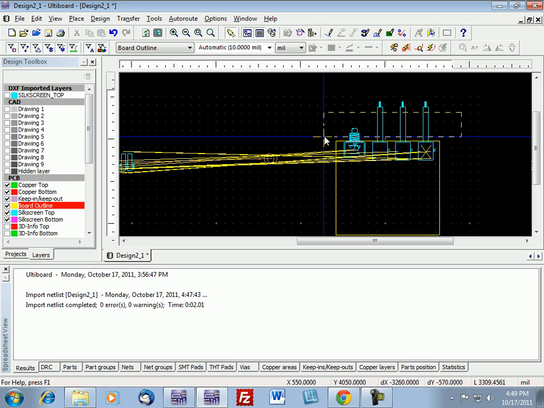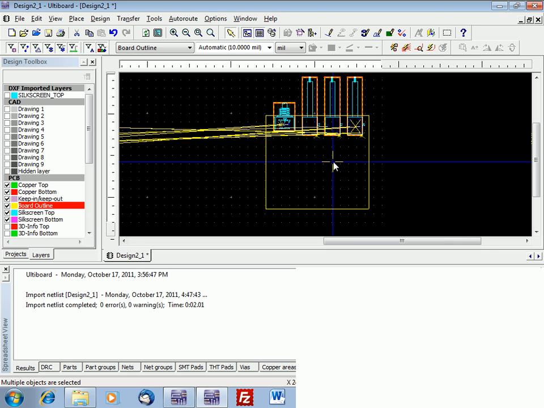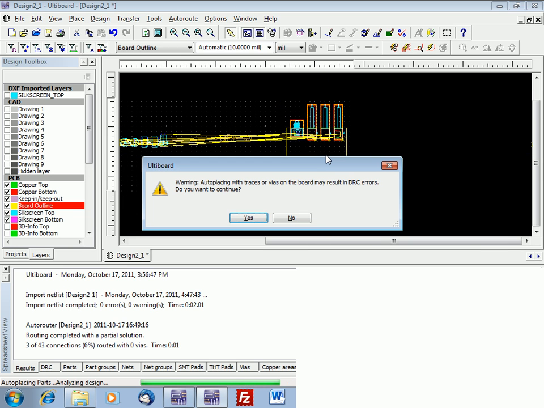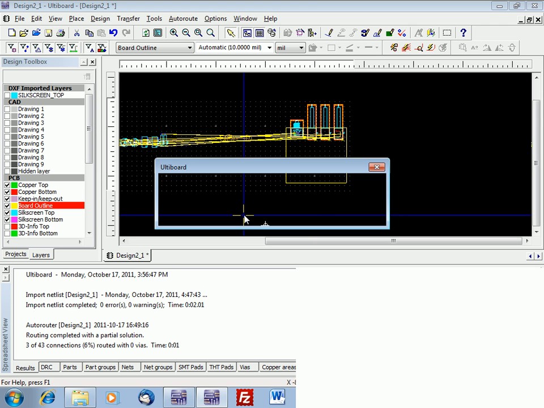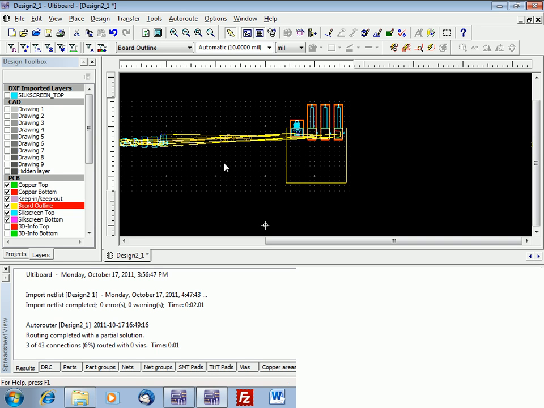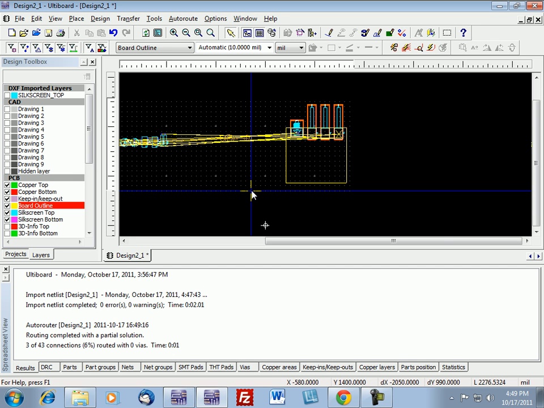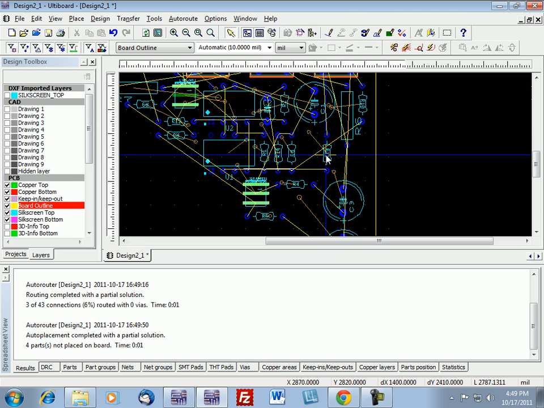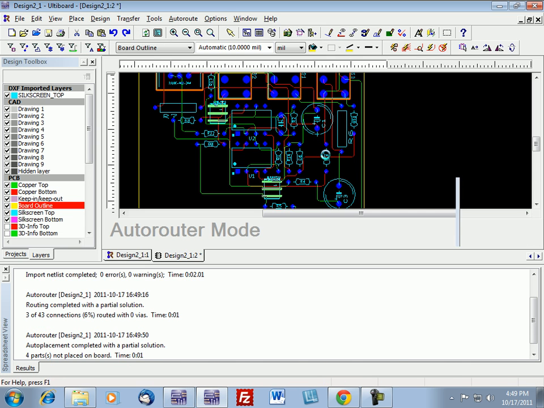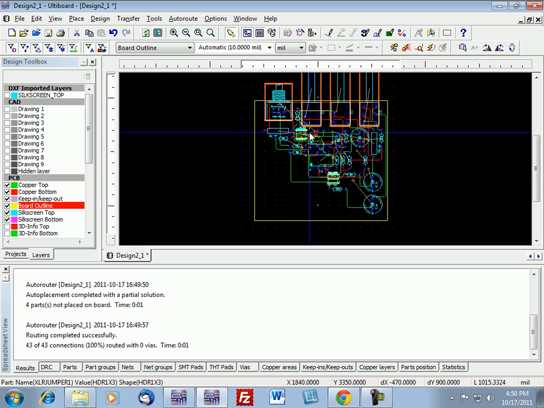All these critical parts that I don't want moving, and I'm going to tell the program to find the best place to put these parts. So the program finds the best place to put the parts, and I'm going to route it. Now it finished routing the parts. Let me just change these two to XLRs.